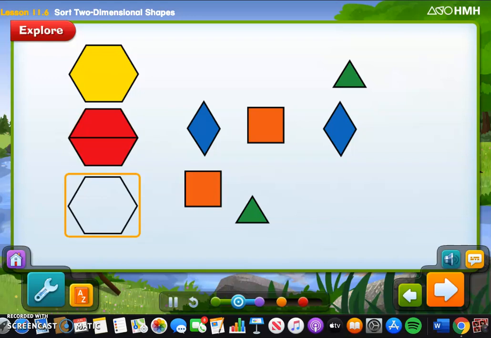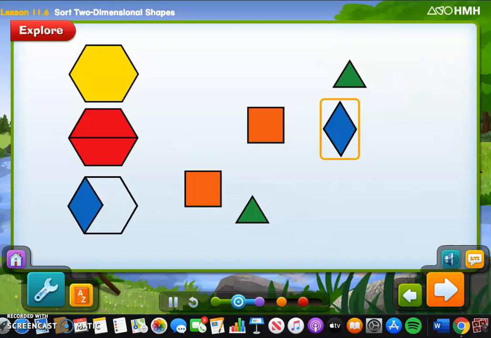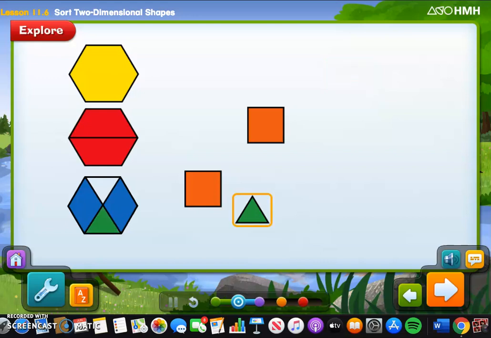Now let's find 4 shapes we can use to cover this hexagon. Okay. This blue shape covers part of the hexagon. This blue shape covers part of the hexagon too. Let's use this green shape to cover another part of the hexagon. And also this green shape. When we put the blue shapes and the green shapes together, they are the same size and shape as the hexagon. So this might be something that looks very familiar to you.